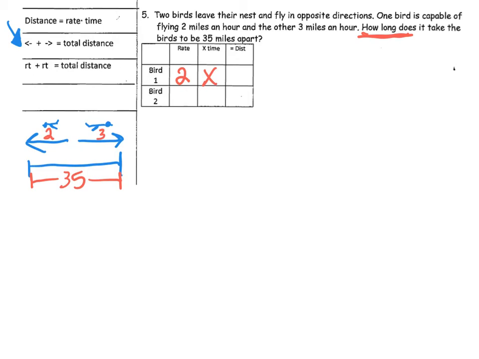Bird 2 goes how fast? 3, you're right. Do we know how long bird 2 was in the air? No, that's still our X, our time. We don't know how long. So basically what you're doing is you're just multiplying 2 times X equals 2X. And you're writing it like that. And then I'm going to do bird 2. 3 times X equals 3X. Like that.